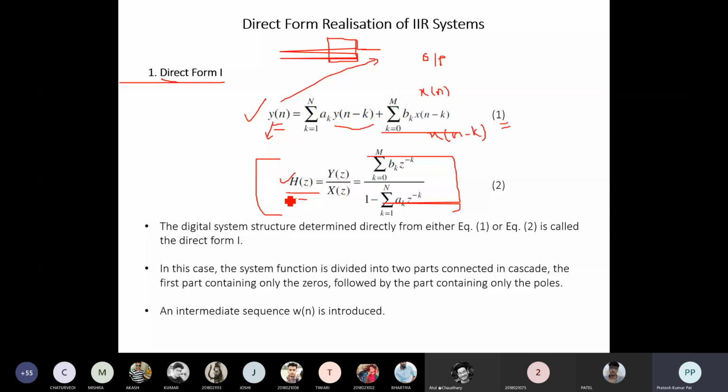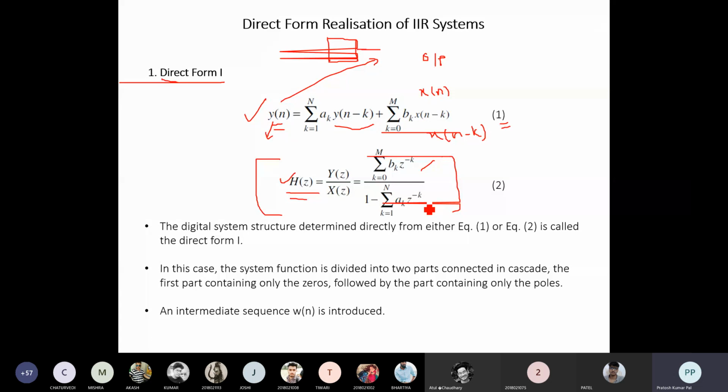To obtain this direct form 1, we will be making these two terms. In the transfer function, this is the numerator and this is the denominator. The numerator represents the zeros, so this upper term represents the zeros location, and the term in the denominator part represents the poles. So we will be separating it out into two terms: the poles out of it and the zeros out of it.